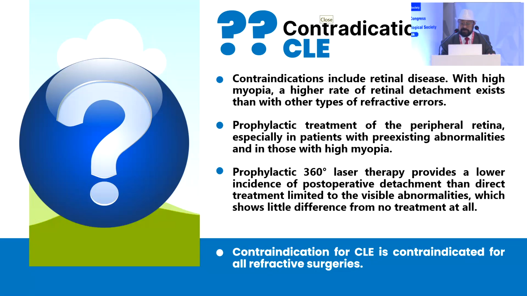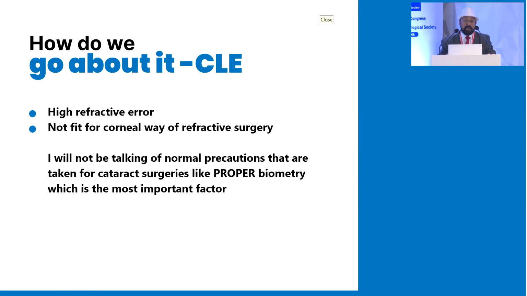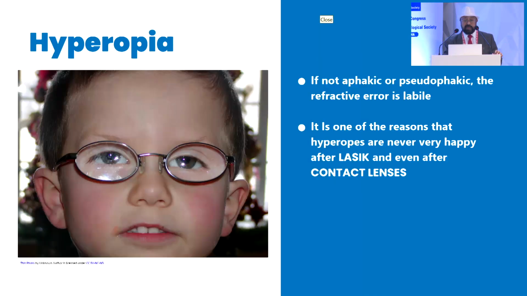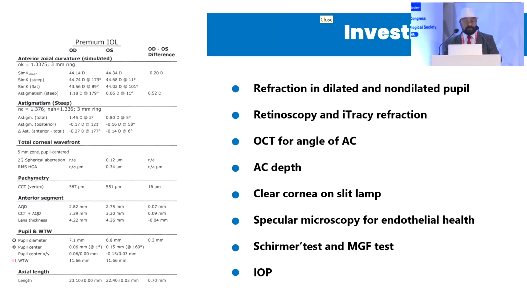Probably the contraindication of CLE is that it is contraindicated for all refractive surgery. There is a high refractive error. The patient is not fit for corneal refractive surgery. I'll not be talking about the normal precautions that you take for normal cataract surgery. You have to do a proper IOL power calculation. If the patient is hypermetropic, the patient is never happy with contact lenses. The patient is never happy with glasses. Somebody will give him +1, somebody will give him +2. So the patients are never happy with LASIK, except if the patient is given a clear lens extraction. So these are the investigations that you do.